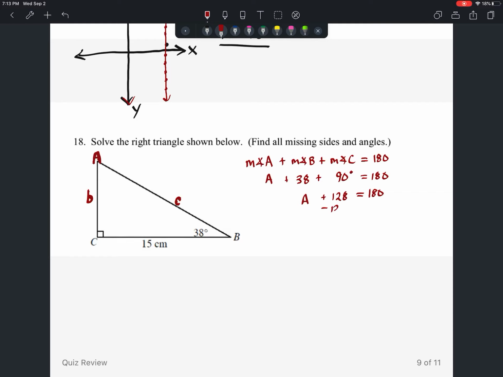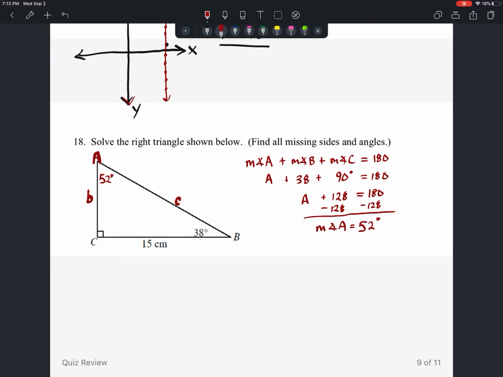So we'll just subtract 128 from each side, and we know that the measure of angle A is going to equal, let's see, 52 degrees. Okay, so we know that this one's 52 degrees. You could also have just done 90 minus 38, that also works. All right, and now we need to figure out the side lengths for B and C.